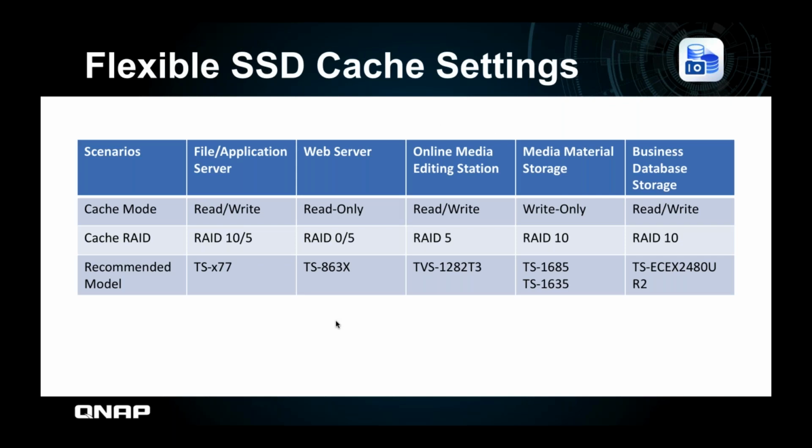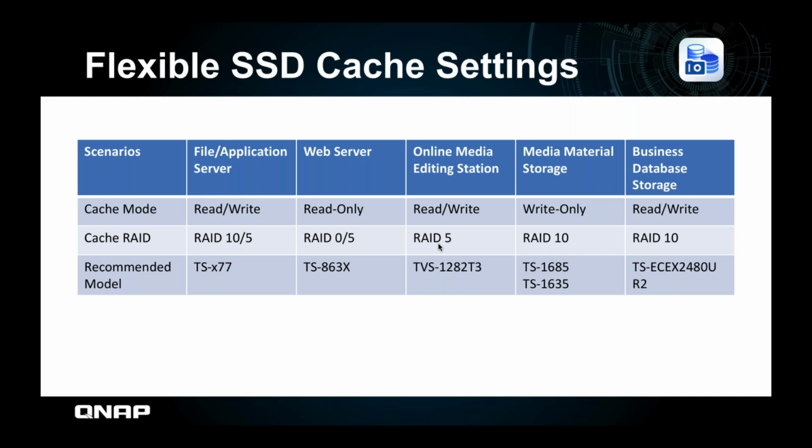So you have many different options on how you set up your cache. You can set up read-write cache or read-only cache. With 4.3.5, you'll soon have the ability for write-only cache. For your cache, you typically group multiple SSDs in a RAID for greater capacity and greater performance of your cache. So for example, for a file server, it might be common to set up read-write cache, and to set up your SSDs in maybe a RAID 10 or RAID 5. For a web server, a read-only cache might be more common, and then you might set up your SSDs in either a RAID 0 or maybe a RAID 5. For something like online media editing, read-write cache on RAID 5 might be common.